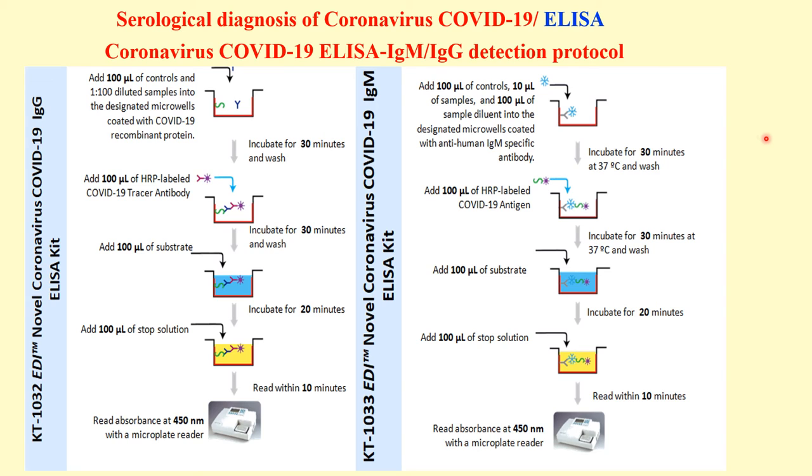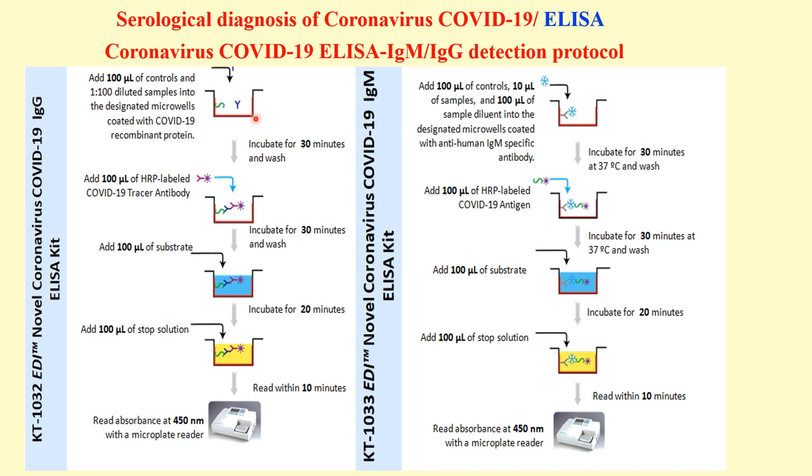This slide is describing the detection protocol for coronavirus COVID-19 IgM and IgG by ELISA. This is the detection protocol for coronavirus COVID-19 IgG. And here is the detection protocol of coronavirus COVID-19 IgM by ELISA. These two kits are manufactured by the company called EDI, and this is the catalog number for each kit. This is the catalog number for the IgG kit, and this is the catalog number for the IgM kit. Let's start with the IgG protocol, or coronavirus COVID-19 ELISA IgG protocol.